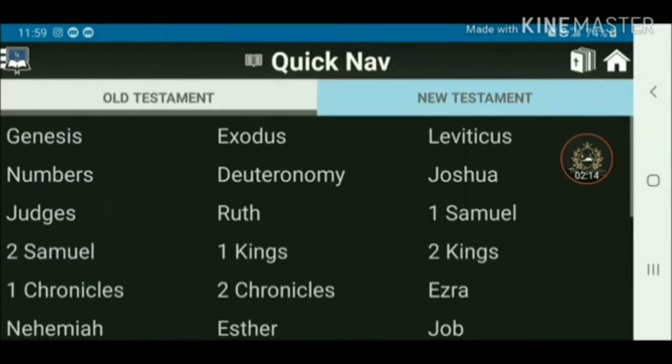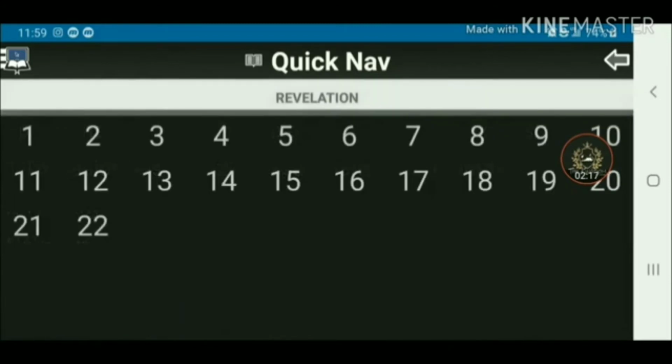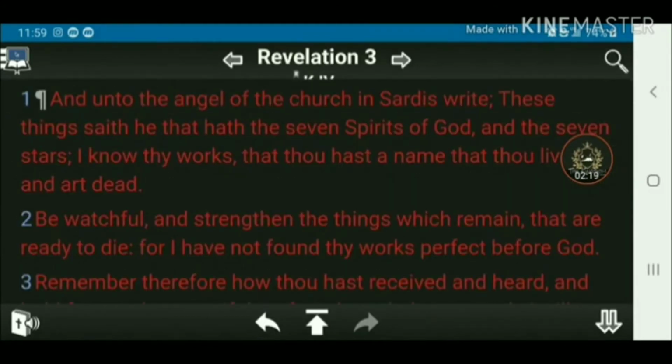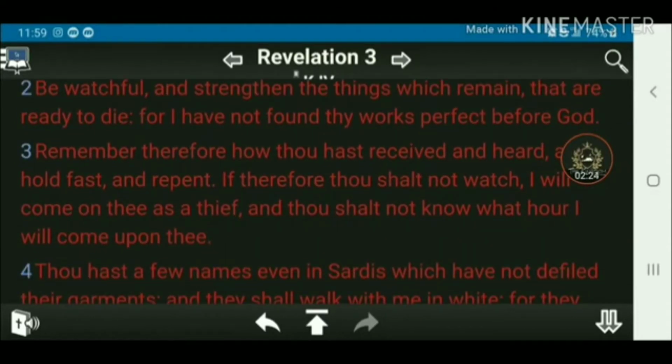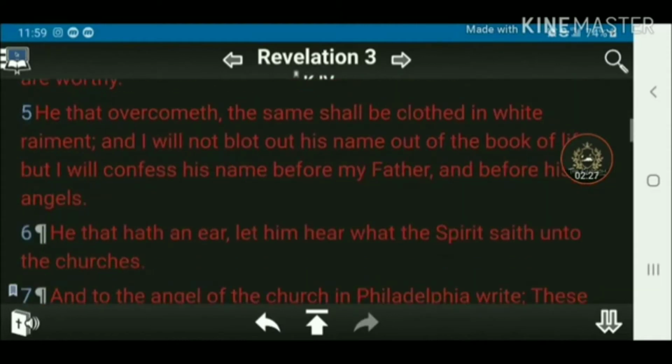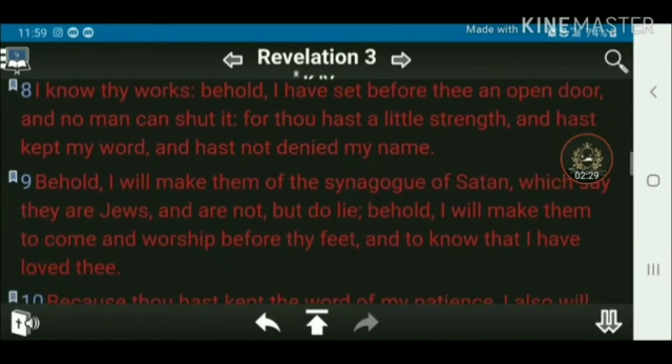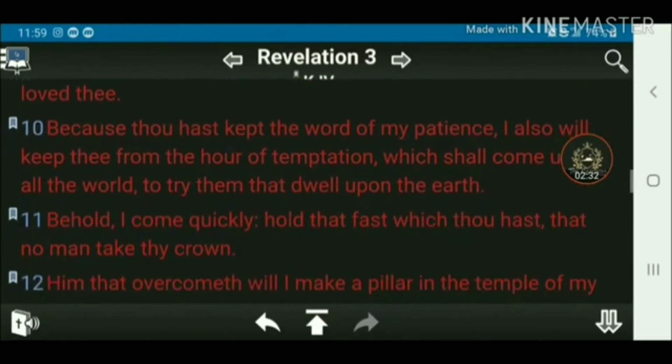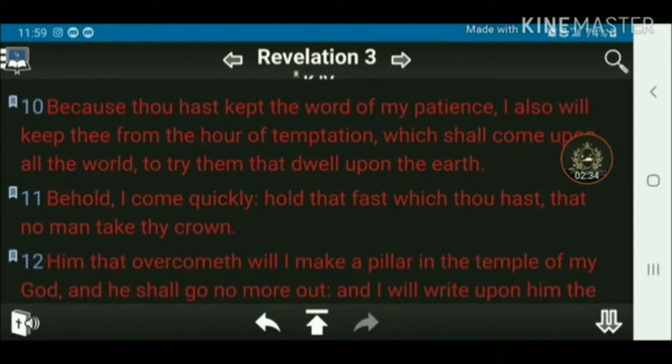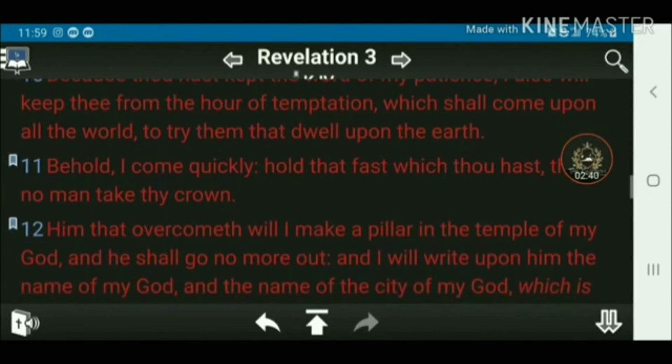Let's go get that in Revelation chapter 3. And this wasn't said to all the churches. All the 7 churches in Revelation weren't given this diagnosis, okay? This is Revelation 3:10. All right. Because thou hast kept the word of my patience, I will also keep thee from the hour of temptation, which shall come upon all the world. That means 2/3, that great multitude and the heathens. It's going to come on all them to try them that dwell upon the earth.